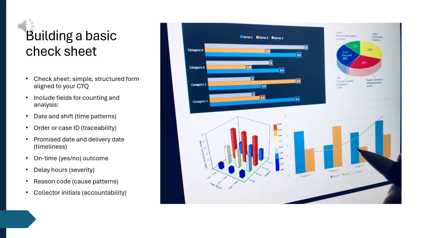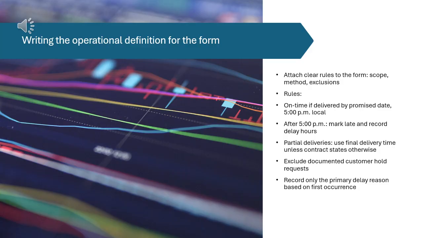A check sheet is a simple structured form for data capture. Build it to match your CTQ. Include fields that support both counting and analysis. Consider these fields. Date and shift for time patterns. Order or case ID for traceability. Promise date and delivery date for timeliness. On time, yes or no for the outcome. Delay hours, numeric for severity. Reason code for cost patterns. Collector initials for accountability.